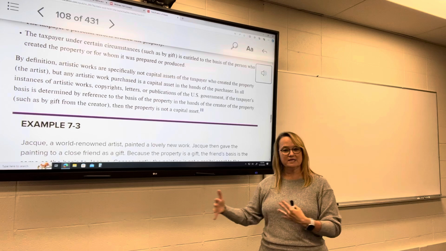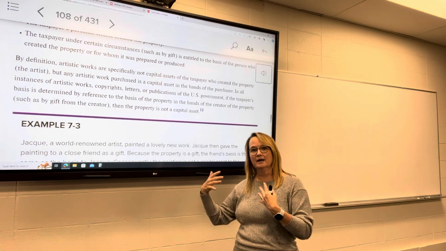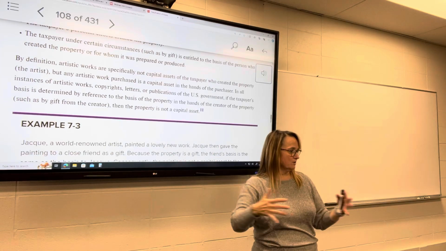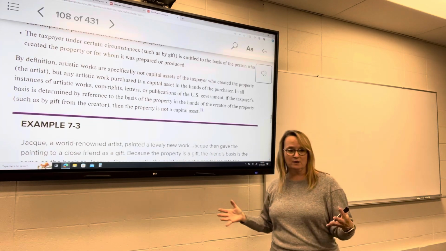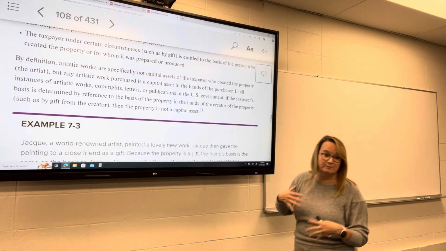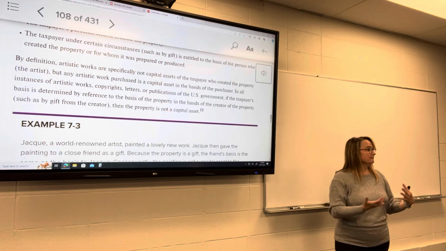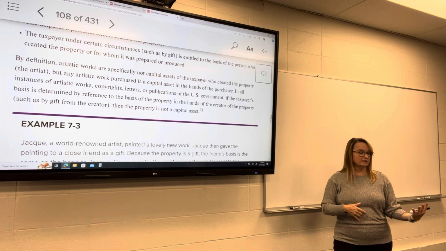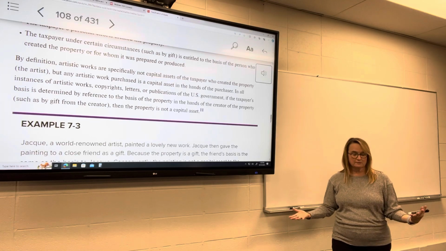So that very same asset could change its classification based on whose hands it's in, and again, what the intent is of the seller. But for me, I created it. When I sell it, it's going to generate ordinary income on my Schedule C, right?